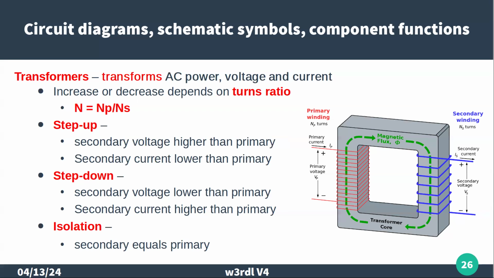Because a transformer is a passive device, there's no gain, even though we can put 12 volts into it and get 120 volts out of it. If we had 12 volts in at 1 amp, we had 120 out, we'd have 120 volts out at a tenth of an amp. So the power out is going to be the same as the power in. In the real world, it'd be slightly less because there's going to be some loss in this transformer core due to heat.